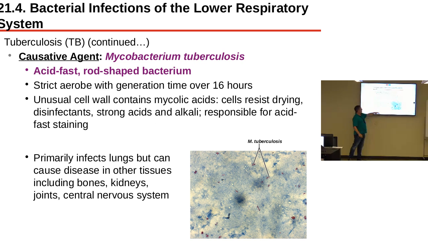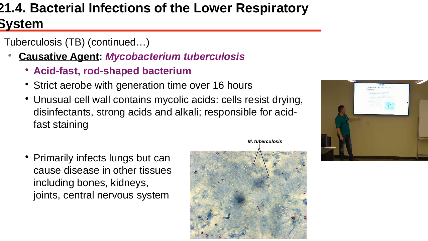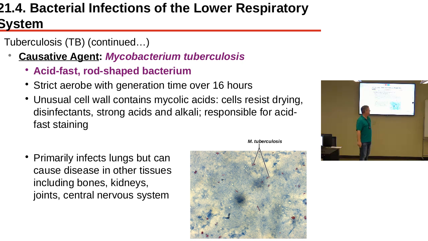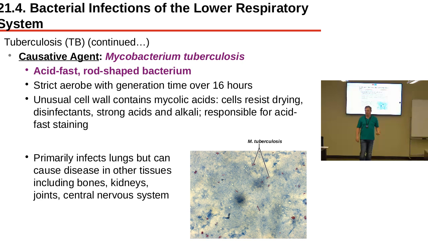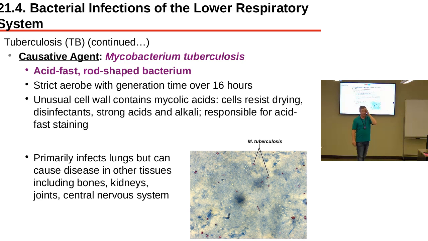So the causative agent, we've already talked about. It's acid fast. Remember, acid fast is just the way we stain mycolic acid. We have a rod-shaped bacterium. It's a strict aerobe, and it has about a 16-hour generation time versus the 20 to 30 minutes we see in traditional bacteria. So it's very, very slow compared to normal bacteria.